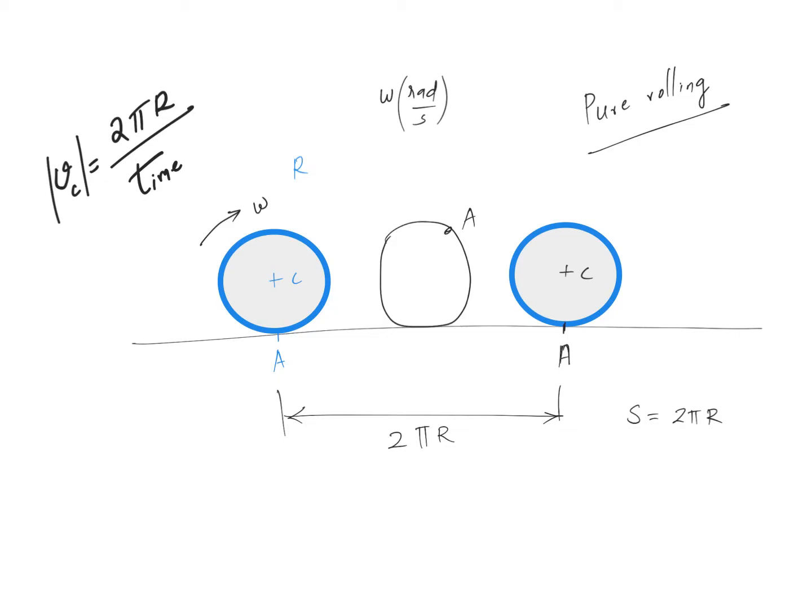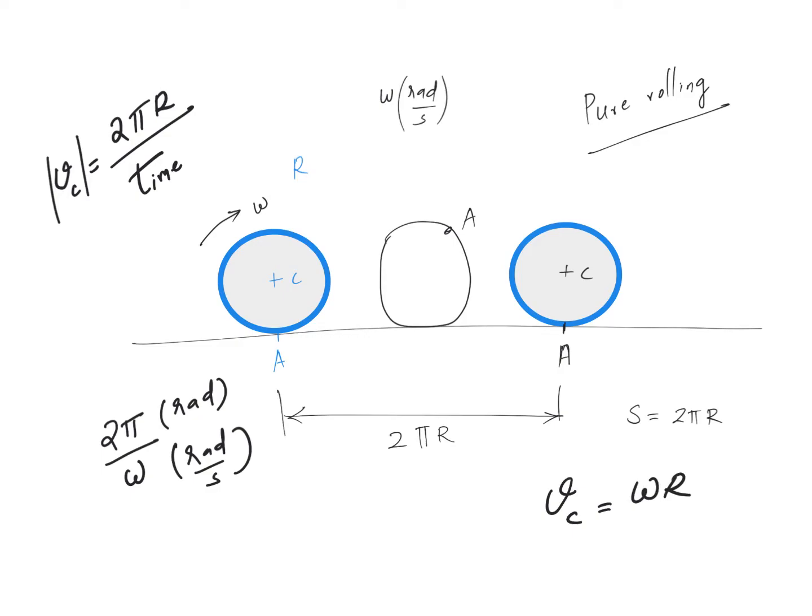The distance is 2 pi r. Now what is the time? The time it takes is equal to the time it takes for the point A to make a complete rotation about point C. Now to make a complete rotation, the time taken is 2 pi by omega, isn't it? Because one rotation is 2 pi radians, and omega has the units of radians per second. So this number will tell me the amount of time taken by this point A to rotate on its own axis. If we do all the math, the velocity of the point C turns out to be r omega.